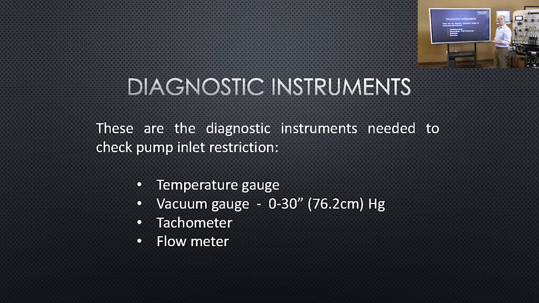In order to check inlet restriction on any hydraulic pump, we need the following diagnostic instruments. We need a temperature gauge, since temperature is vital. We need a vacuum gauge, 0 to 30 inches of mercury. We need a tachometer, and of course, we also need to know what the flow rate is. Make sure the flow is correct.